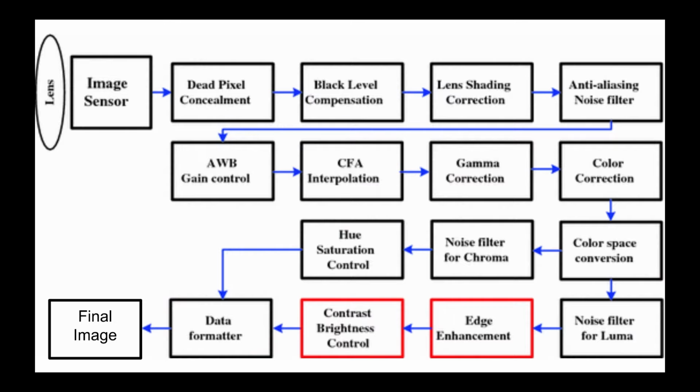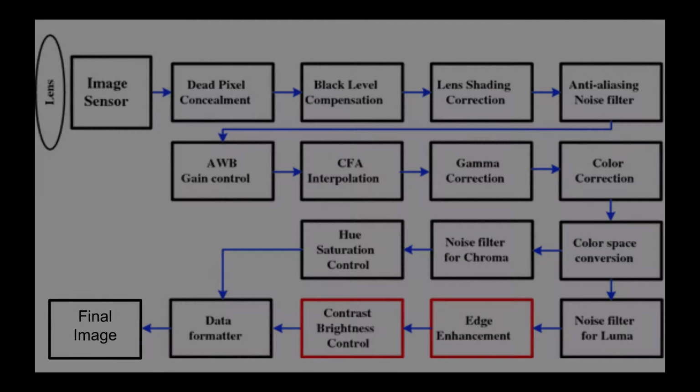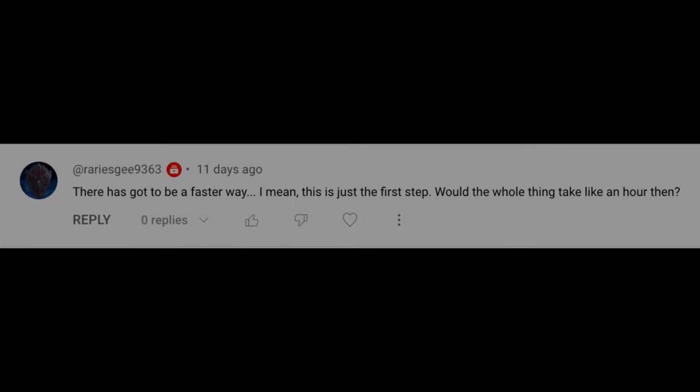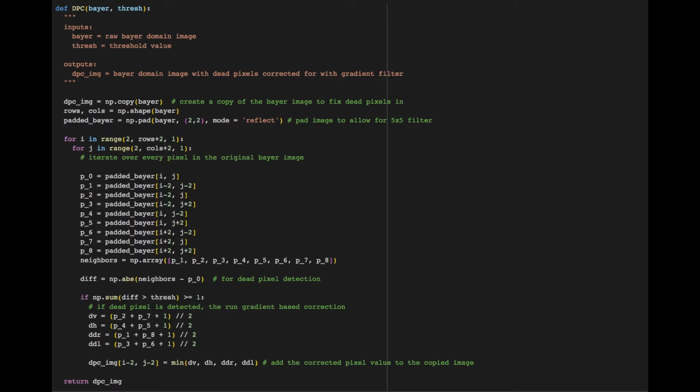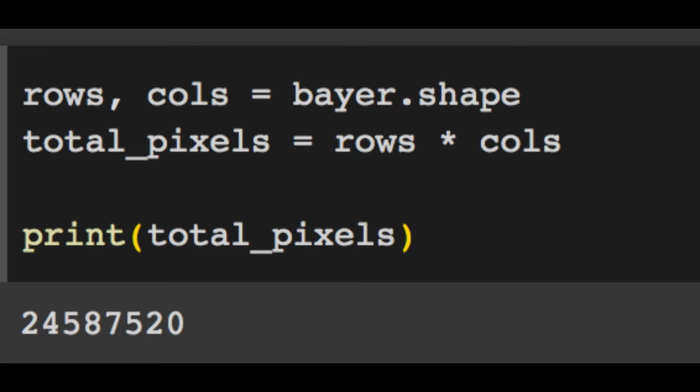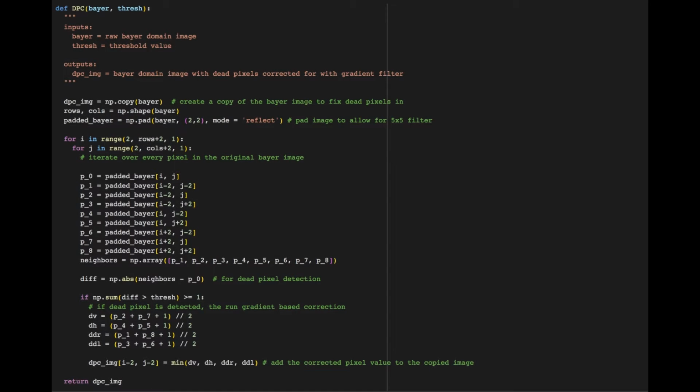Now before we start with black level compensation though, I would like to address a comment from Raries on the previous video asking if there is a faster way to perform these operations. The answer is absolutely yes there is. We used one of the most brute force methods possible with for loops. In the image we are using, there are 24,587,520 different pixels. We checked each one individually, then ran if conditions and ran various computations throughout. Again, terribly inefficient. The reason I did it this way is because it's also the easiest to understand.